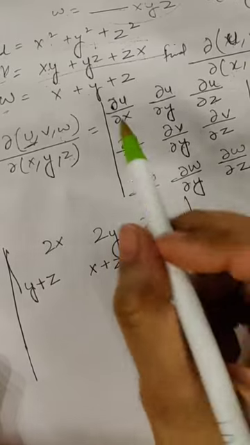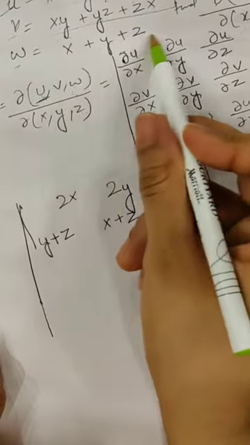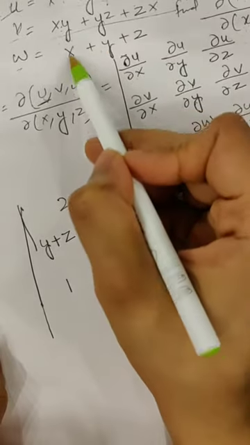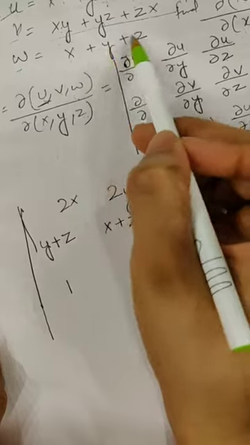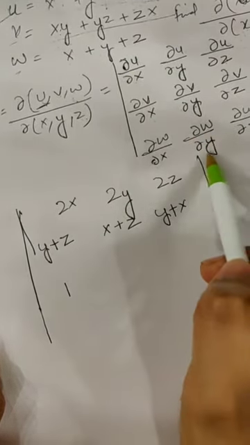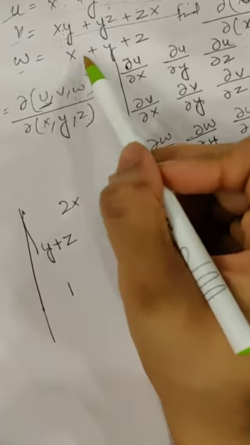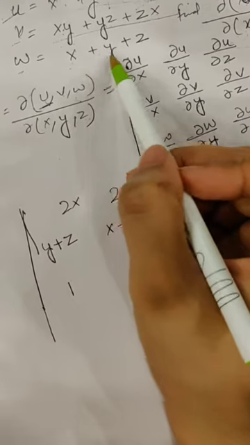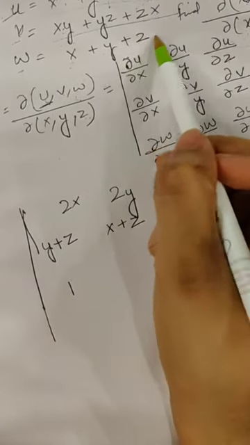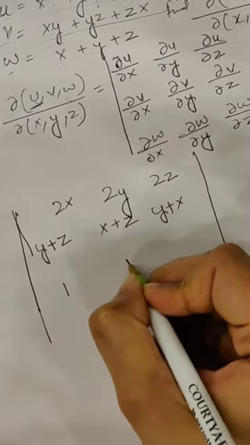Similarly, differentiating w with respect to x first. If you differentiate w with respect to x, it would be 1 only, because this will become 1, 0, 0, because these terms would be considered as constant. Now differentiating w with respect to y, so x would be constant, 0, differentiation of this term would be 0, plus differentiation of this thing would be 1, and differentiation of z would again be 0. So 0 plus 1 plus 1 would be 1.